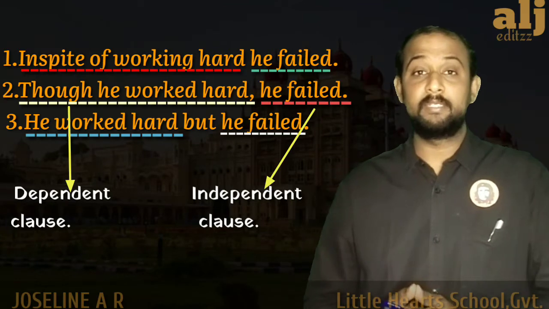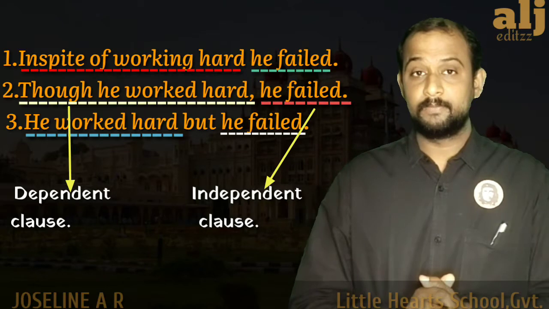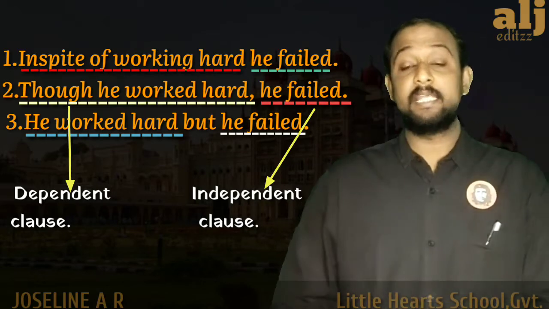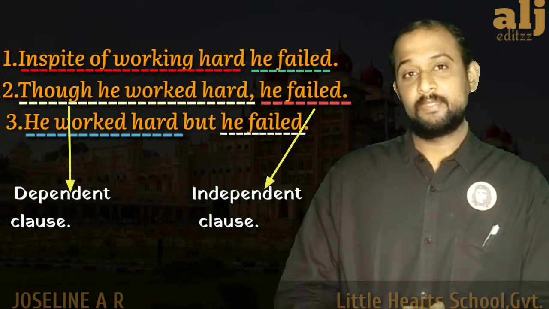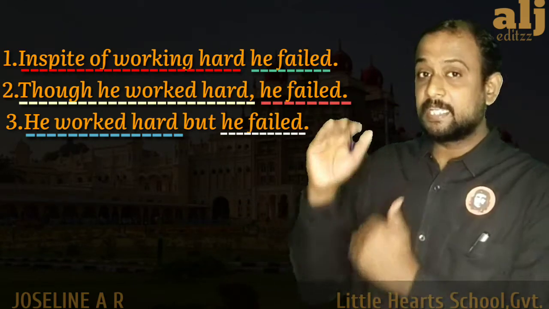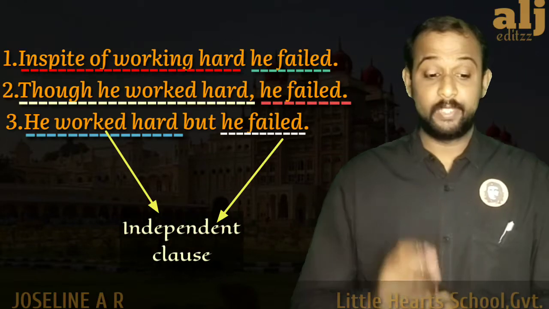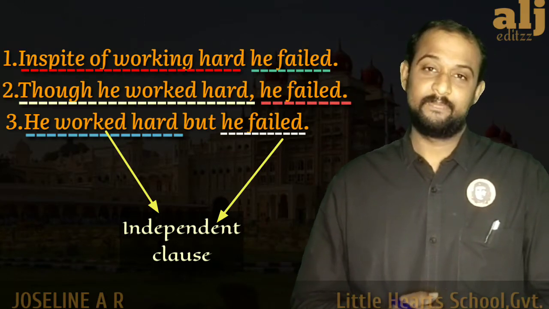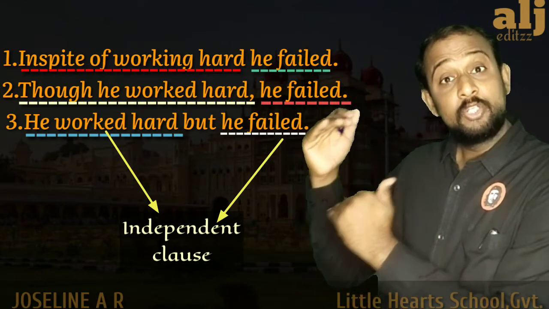See the second statement. Though he worked hard, he failed. We have two finite verbs here. Though he worked is one finite verb and he failed is another one. It means we have two clauses here. Got it? First one has only one clause. Second statement has two clauses. The third one also has two clauses. See, he worked hard, he failed. Two clauses. Okay, so first one has only one clause. Second and third have two clauses.